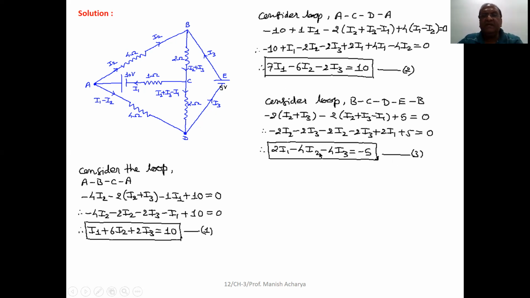Now we have 3 equations and 3 unknown currents I1, I2, I3. Now you all are aware about elimination method. So by using elimination method, you have to find I1, I2, I3.